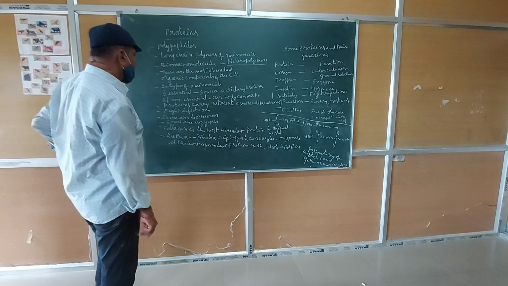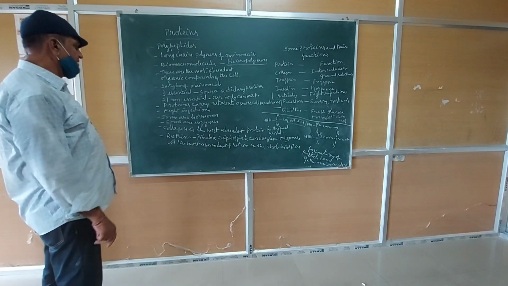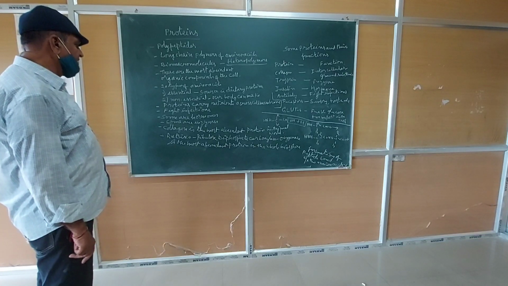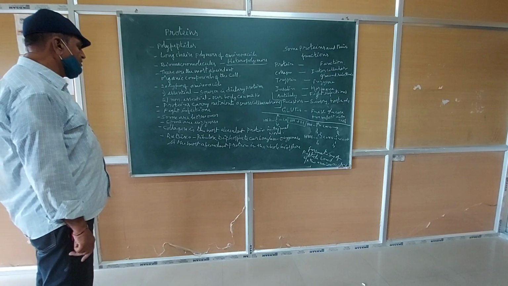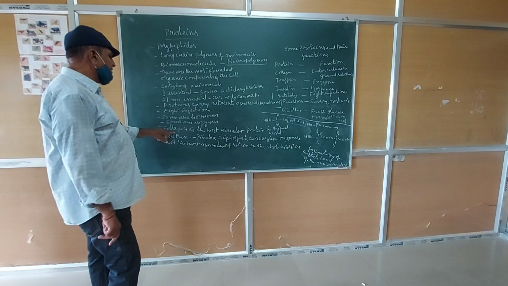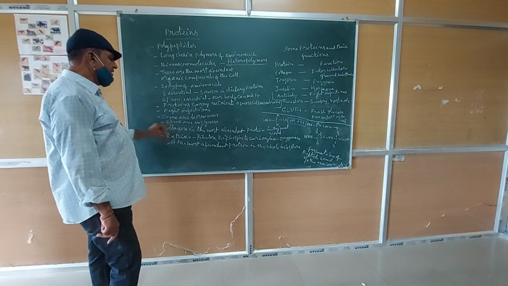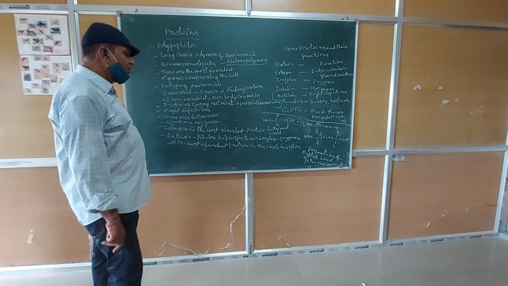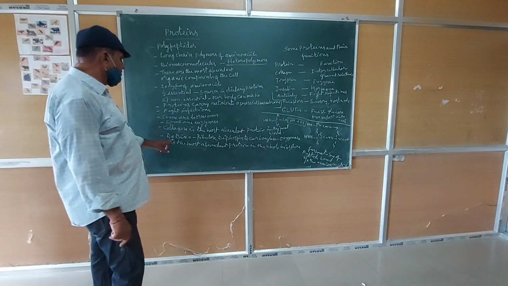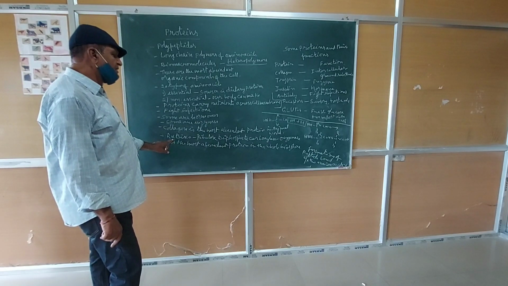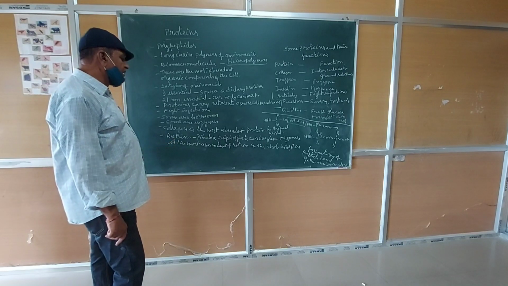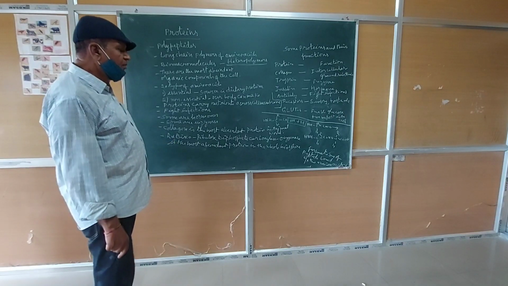Proteins perform different functions. They carry nutrients across the cell membrane. They fight against infections. Some are hormones, some are enzymes. And among proteins, there is collagen. Collagen is the most abundant protein in the animal world. And Rubisco, ribulose bisphosphate carboxylase oxygenase, is the most abundant protein in the whole biosphere.